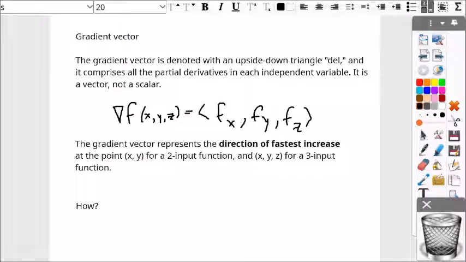Welcome to the second part. I'm going to call this 3-7 because 3-6 is dead to me. Anyways, we're going to take a look at the gradient vector in this lesson.